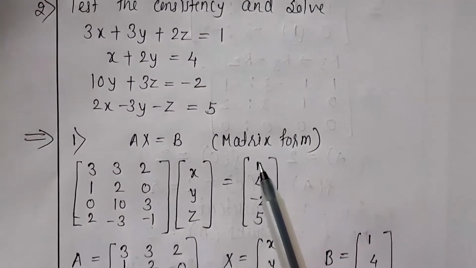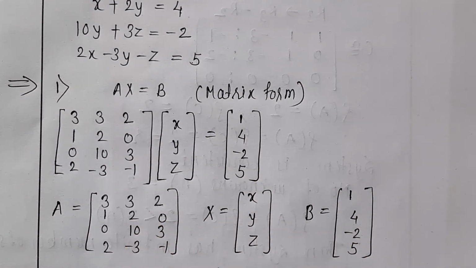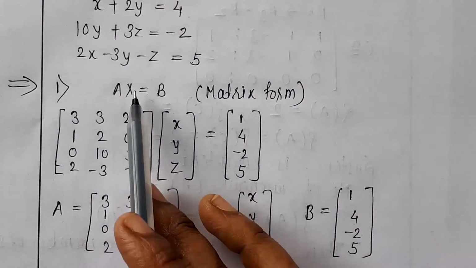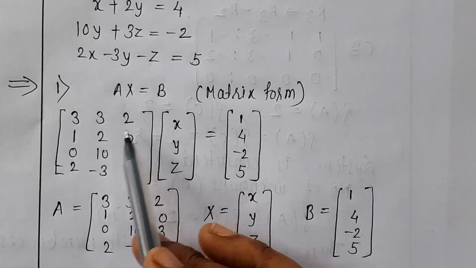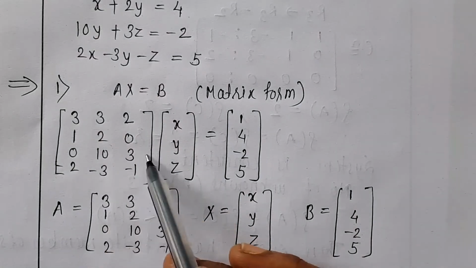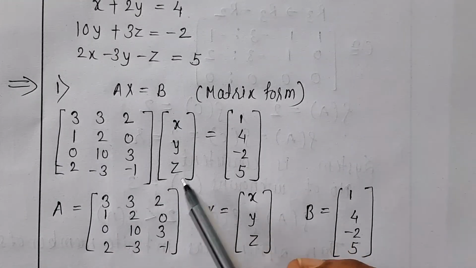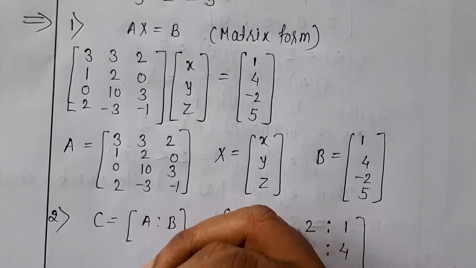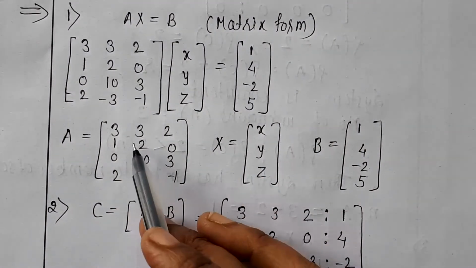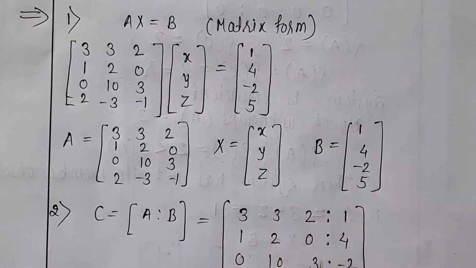Now the first step is to write it in matrix form. So AX is equal to B is our matrix form. The A matrix is the coefficient of x, y, z. So it is 3, 3, 2, 1, 2, 0, 0, 10, 3 and 2, minus 3, minus 1, multiplied by x, y, z. It is equal to 1, 4, minus 2 and 5. Now denote one by one: A matrix is our coefficient matrix, X is the unknown matrix and B is the constant matrix.